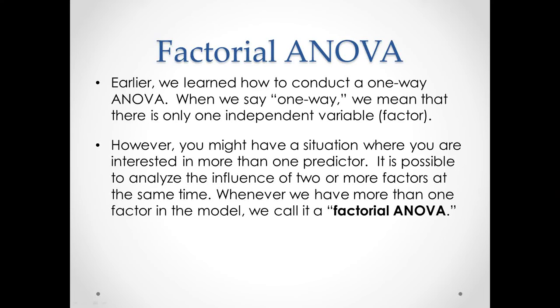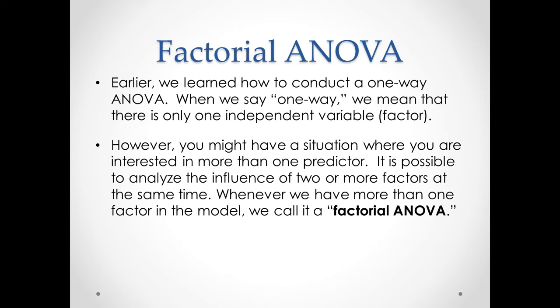Earlier we learned how to conduct a one-way ANOVA. When we say one way, we mean that there is only one independent variable. Specifically, we're talking about a categorical independent variable, aka factor. However, you could have a situation where you're interested in more than one categorical predictor.